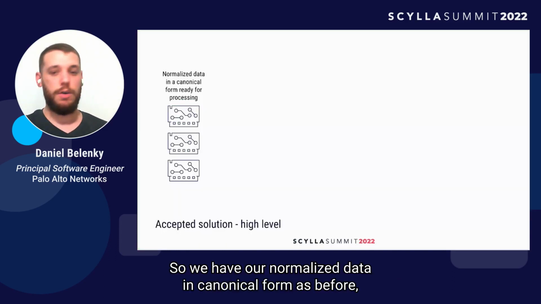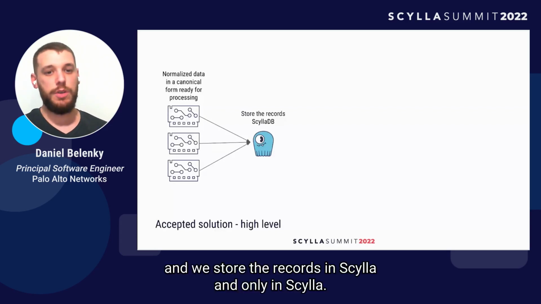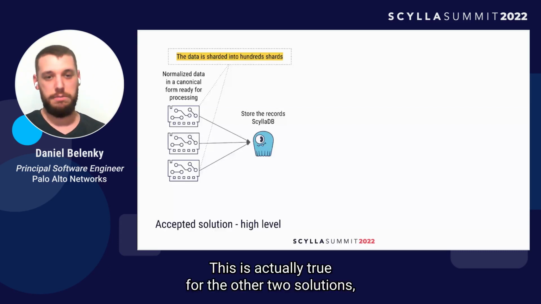We have our normalized data in a canonical form as before, and we store the records in Scylla and only in Scylla. Of course, the data is sharded into hundreds of shards. This is actually true for the other two solutions.